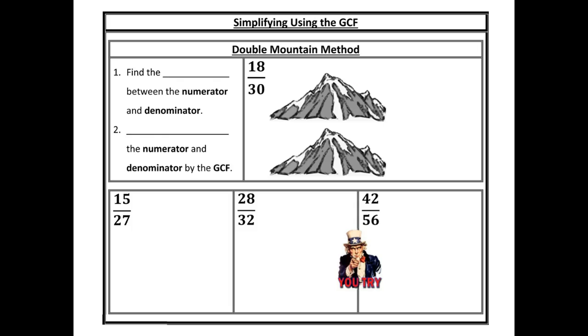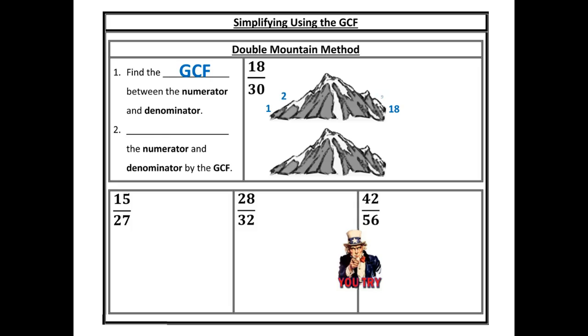Finding the GCF is the hardest part of simplifying a fraction. So we always start by finding the GCF between the numerator and the denominator. For 18 over 30, I'm going to use the double mountain method. So I'm going to find all the factors of 18, all the factors of 30. I always start with 1 and the number, so 1 times 18 makes 18. Then I check my divisibility rules in order, 2, 3, 4, etc. as I climb the mountain until I hit a factor on the other side.